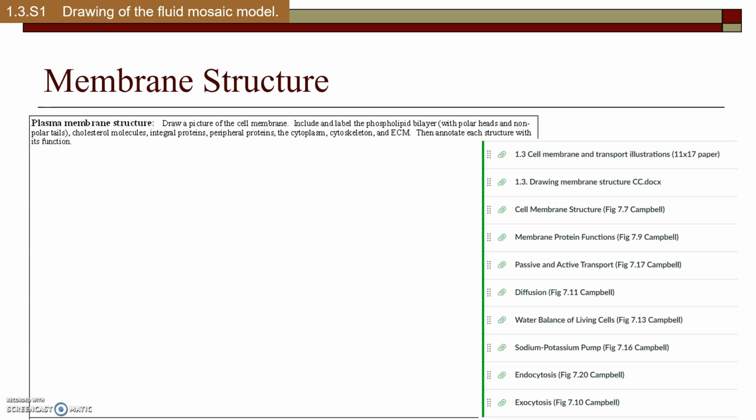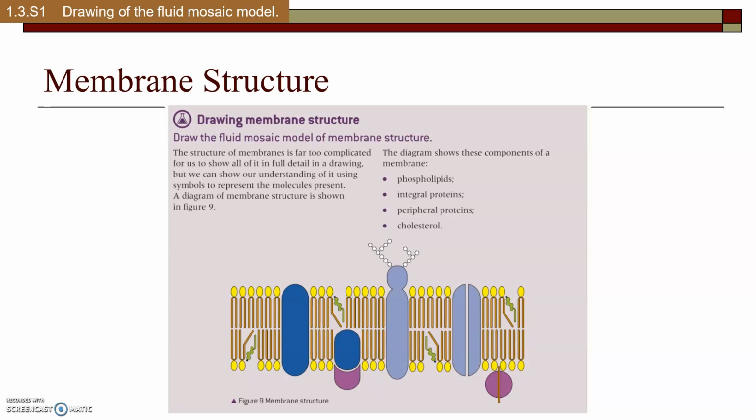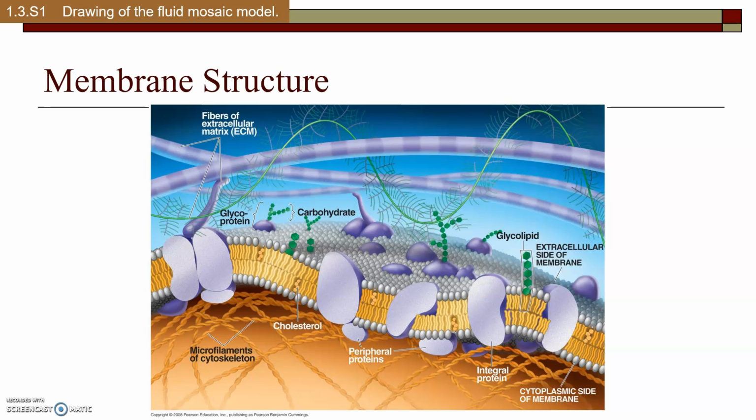Just a reminder that on Canvas there are a whole bunch of resources available for you. If you click on modules and then go to the topic 1.3 section, you'll find a variety of different illustrations and instructions that I've put on there for you. That includes a link to a page from the online course companion that gives you some fairly specific directions and an example of how you could draw your picture. We've also had students that have used this picture from the Campbell textbook and tried to recreate a little bit more of a three-dimensional look for the plasma membrane. Either of those is fine. It's up to you as long as you include all of the required structures.